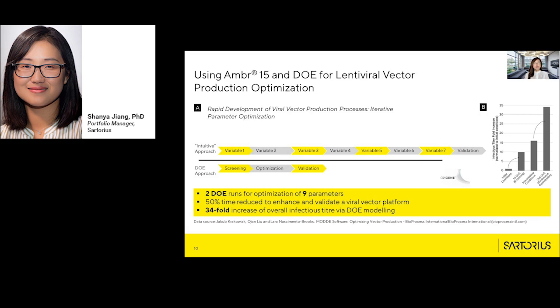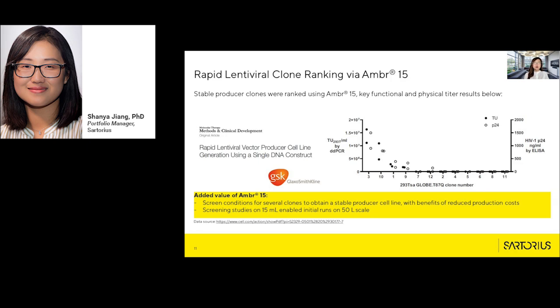With the high cost of transient transfection associated with the GMP-grade plasmid DNA, people are also investigating stable producer cell lines, which don't require transient transfection. Here's another case study from GSK in 2020, where they used the EMBER-15 system for rapid lentiviral vector producer cell line generation. In order to rank the 12 cryobank clones resulting from a cell line development campaign, lentiviral vectors were produced from 12 clones in duplicate in the 15 ml single-use EMBER-15 vessels. And then the unconcentrated physical titer was assessed by ddPCR, and the functional titer was assessed for P24 by ELISA.